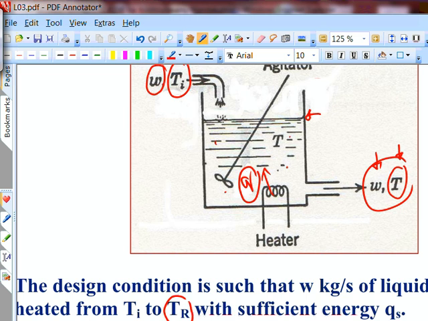Okay? So I want to increase the temperature from TI to TR, and if there are heat losses, if there are perturbations, disturbances on the system, I want to adjust my Q continuously as a function of time, monitoring what the outlet temperature is. If the temperature goes down, I increase the heat. Temperature goes up, I decrease the heat. So I'm manipulating the heat flux Q to bring the temperature to the set point.